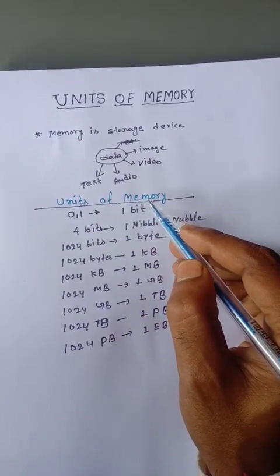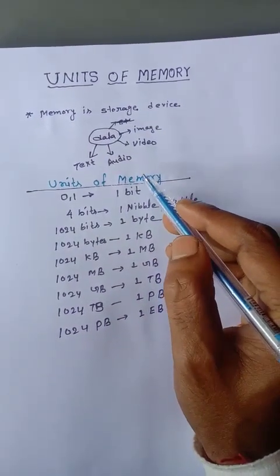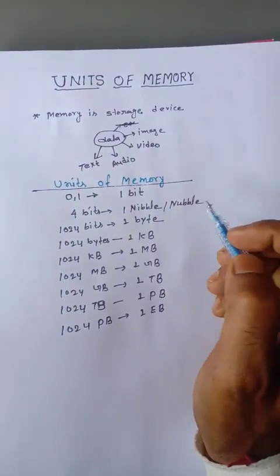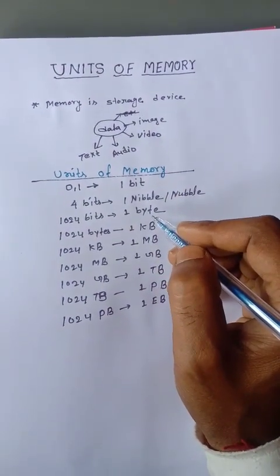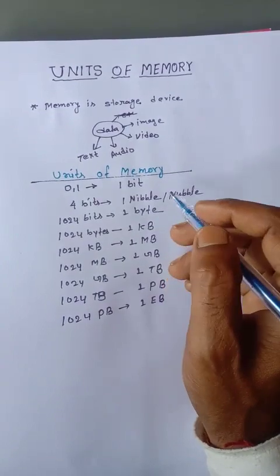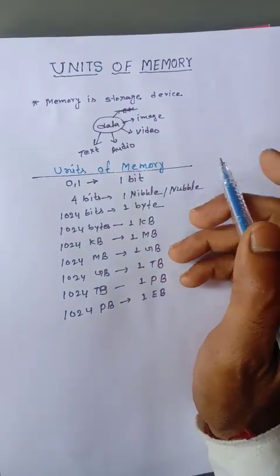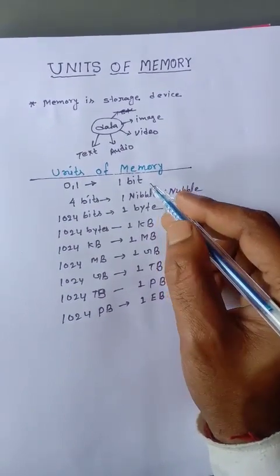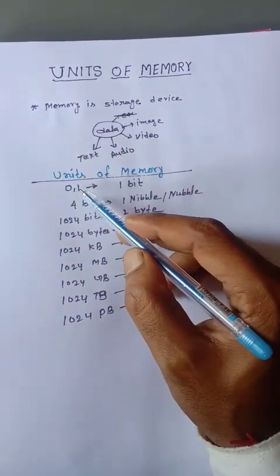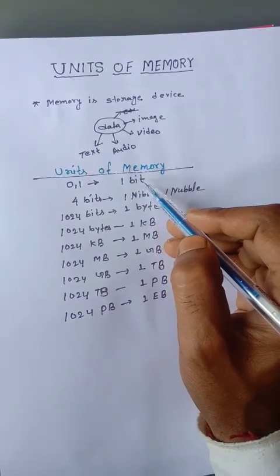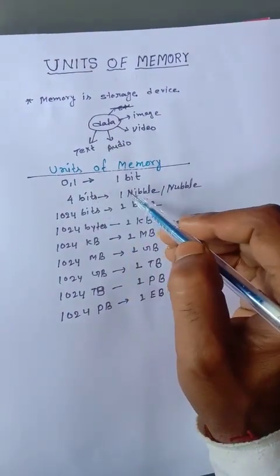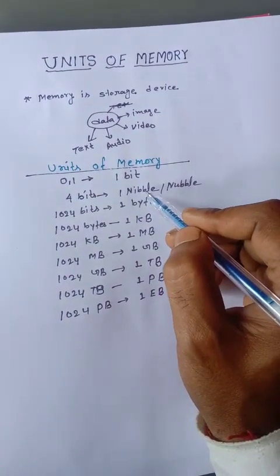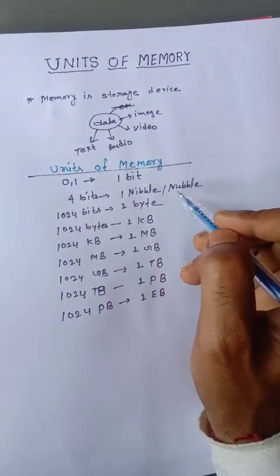Units of memory are bit, byte, KB, MB, GB, TB. If in any examination or anywhere anybody asks you to tell about the units of memory, then you will write according to this. 0 and 1 is called 1 bit. 4 bits equal 1 nibble. You can write this both ways, nibble or nybble.